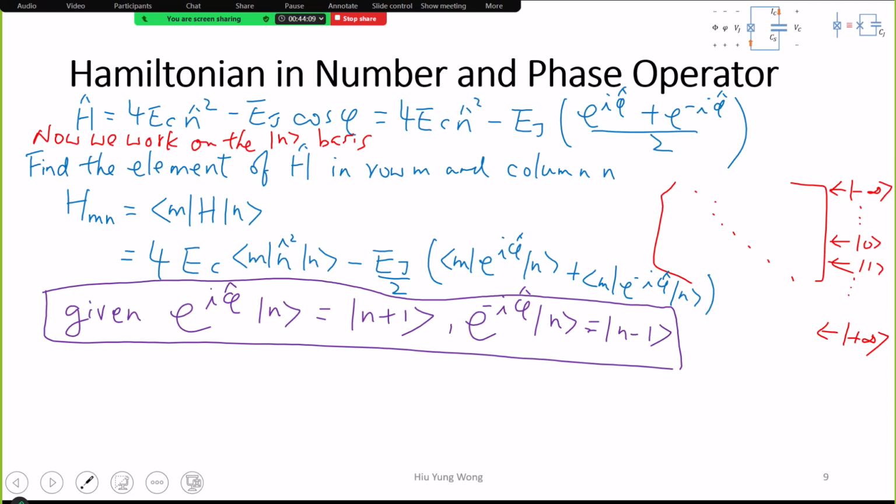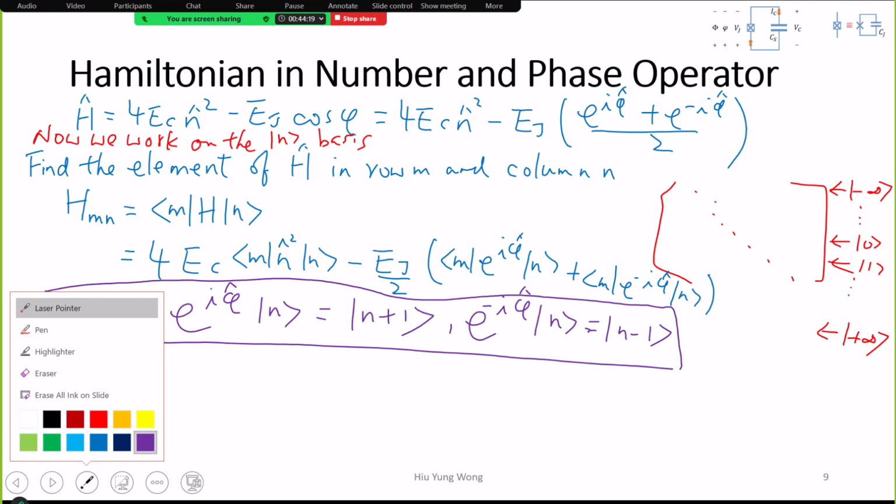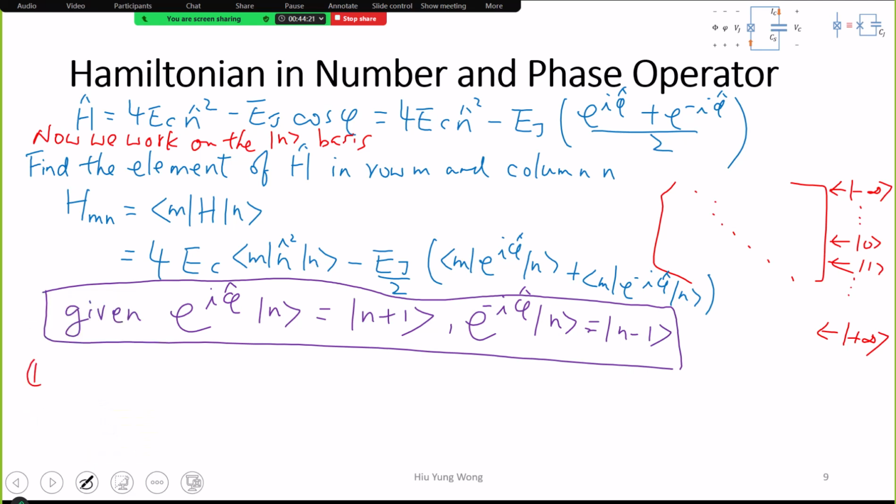Any questions? Okay, so let's do it one by one, right? Let's look at the first term.